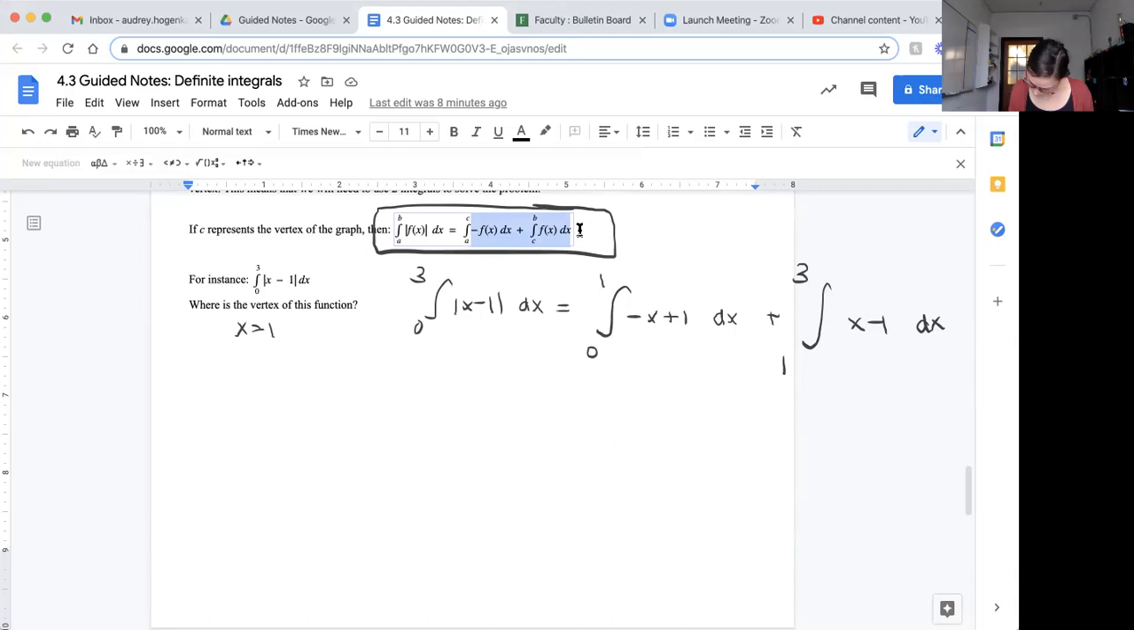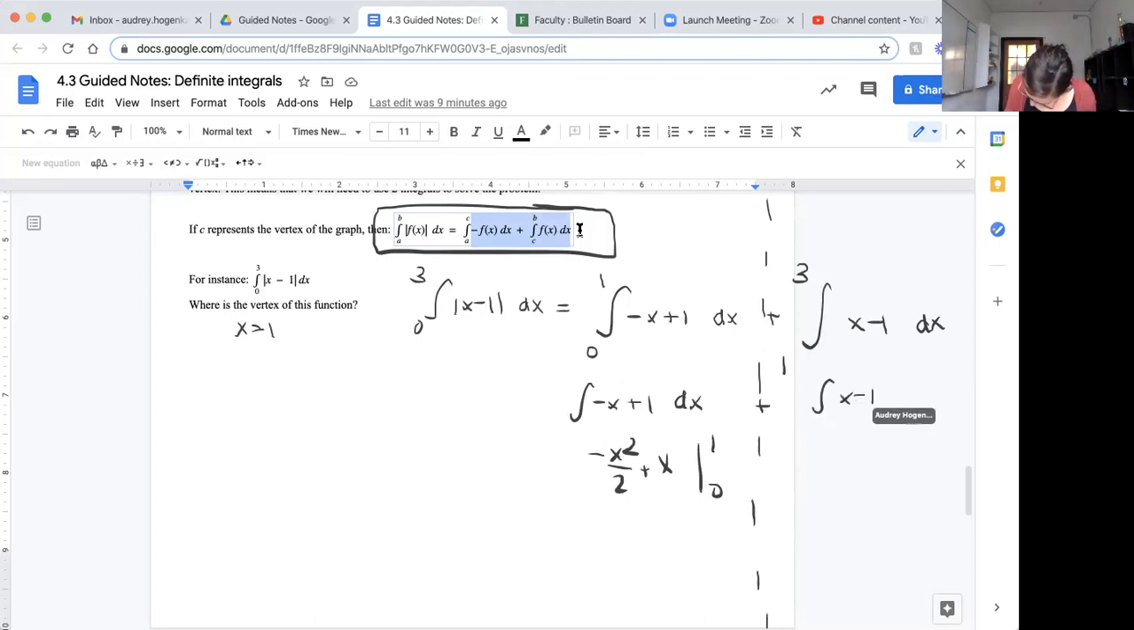Okay, so we have the integral from 0 to 1 of negative x plus 1. The integral of negative x plus 1 dx is going to be equal to negative x squared over 2 plus x evaluated from 0 to 1. And then over here, I'm going to draw like a dashed line down the middle because we're still adding these, but they're kind of separate in our brains. Plus the integral of x minus 1 dx is equal to x squared over 2 minus x from 1 to 3. Okay, and now we need to plug in.